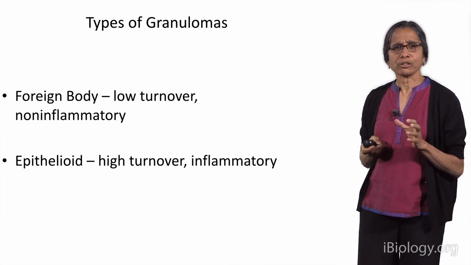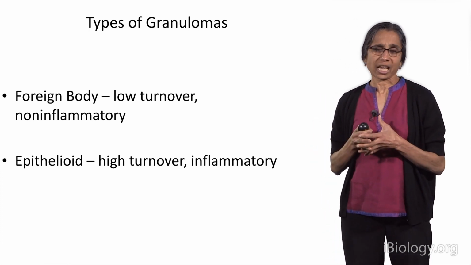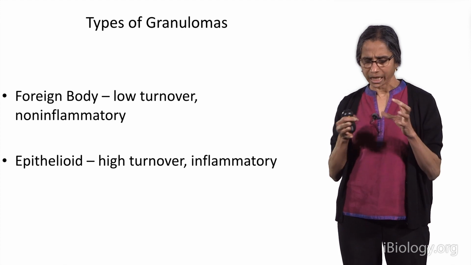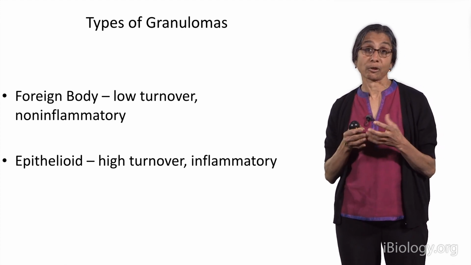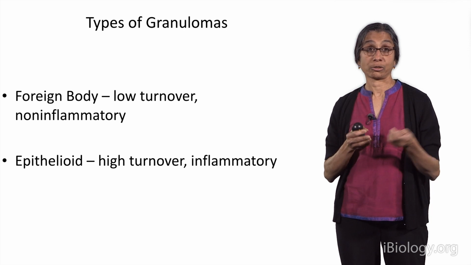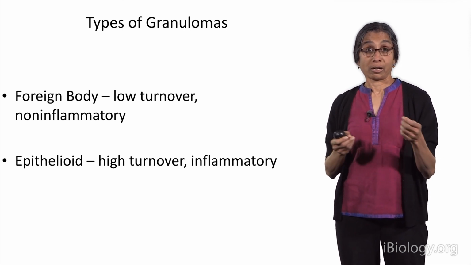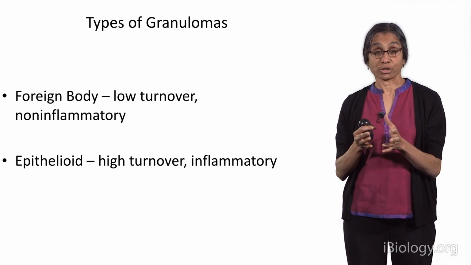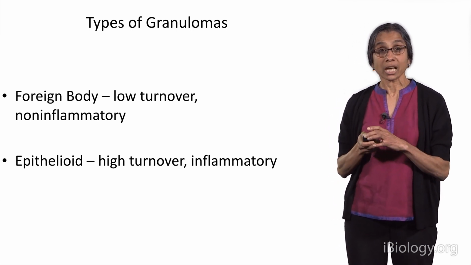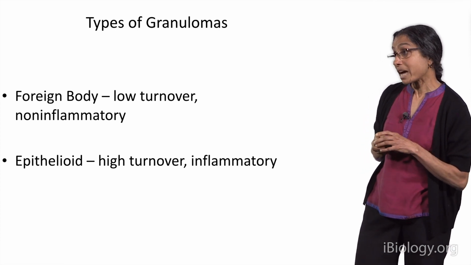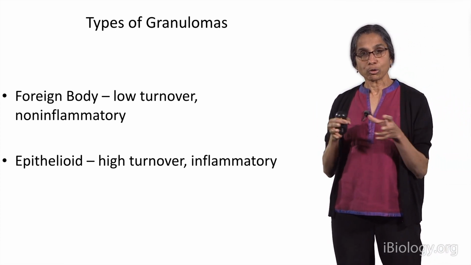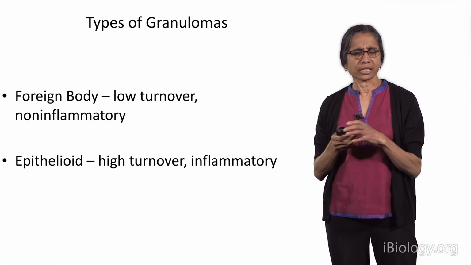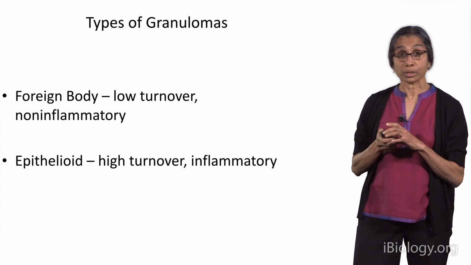But it turns out that granulomas are very primitive structures. They're present even in lower vertebrates in a more primitive form, and they probably evolved to wall off foreign bodies. You could imagine a thorn being circumscribed by such a structure until it's dissolved. But these so-called foreign body granulomas have a very low turnover of macrophages. The macrophages just come and sit there, and it's not a particularly inflammatory structure, or so it's thought.